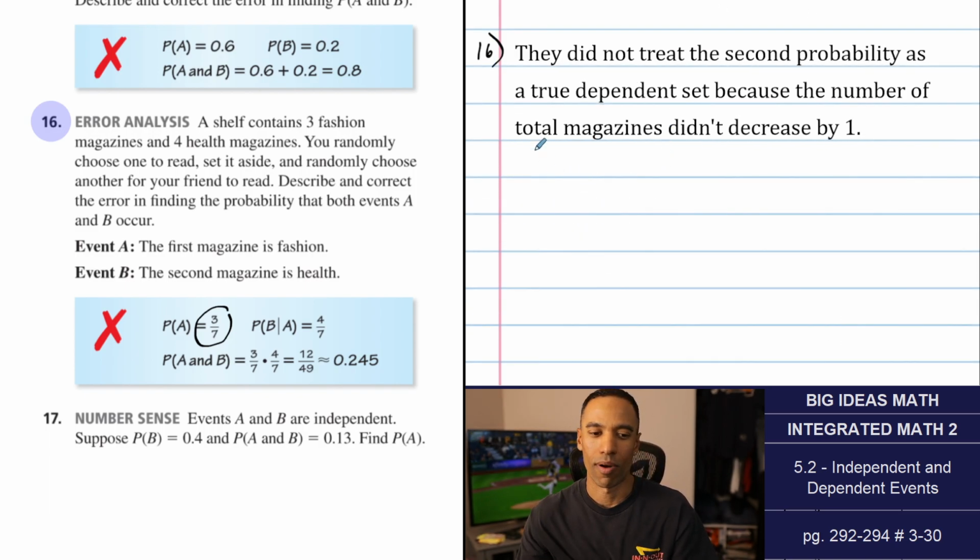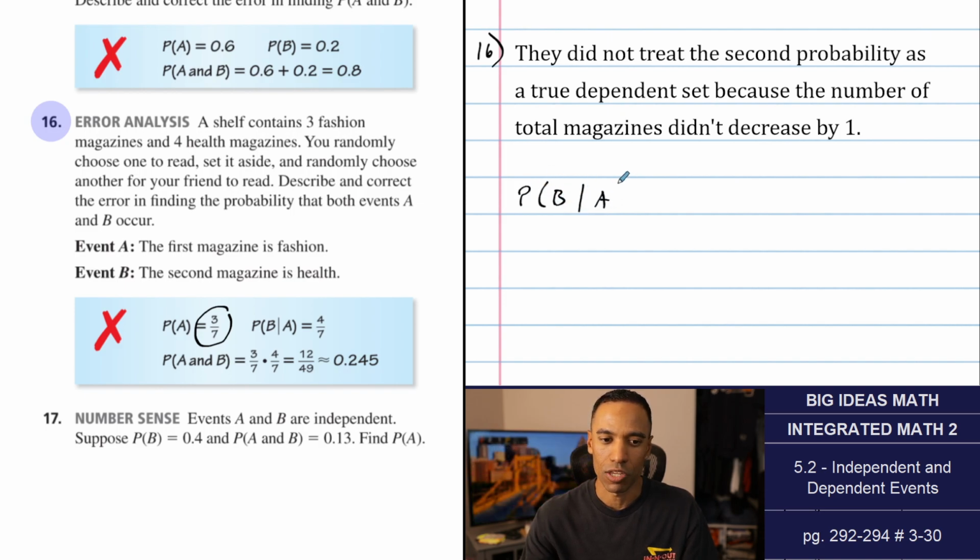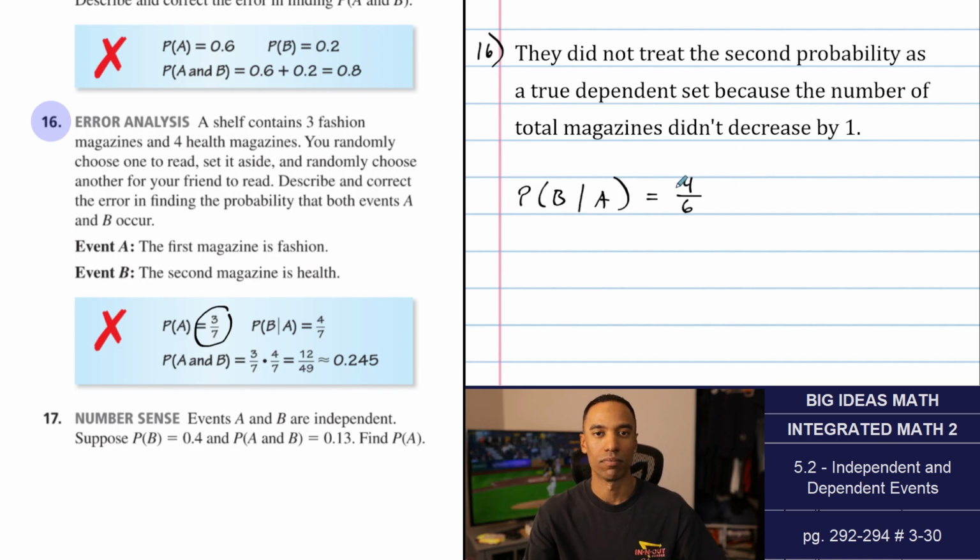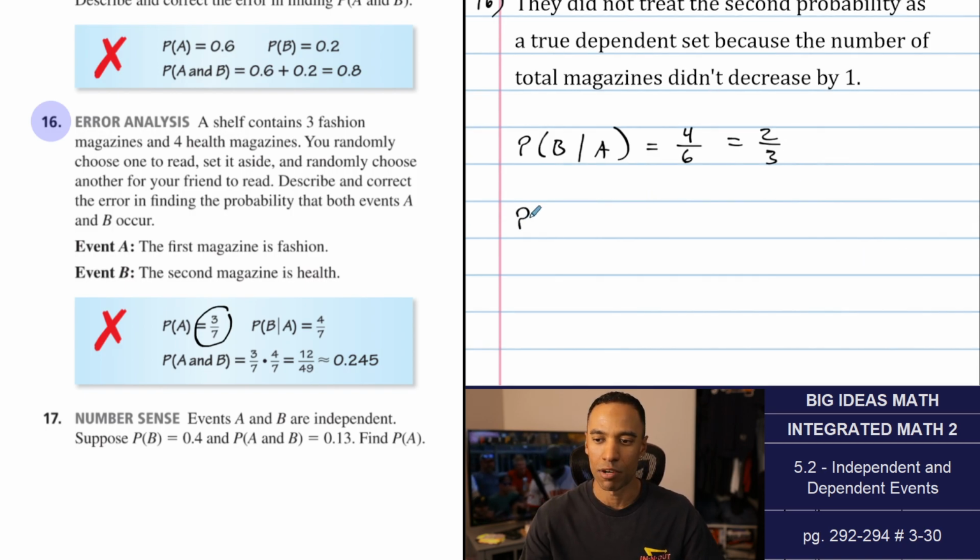So probability of B given A: the probability that you select a health magazine given that we selected a fashion magazine to begin with. There are still 4 health magazines, but now there are only 6 magazines to choose from. So it's not 4/7 anymore, it's 4/6, which is 2/3. They're right that it is dependent, but the probability of A and B in this case is 3/7 times 4/6, or 2/3.